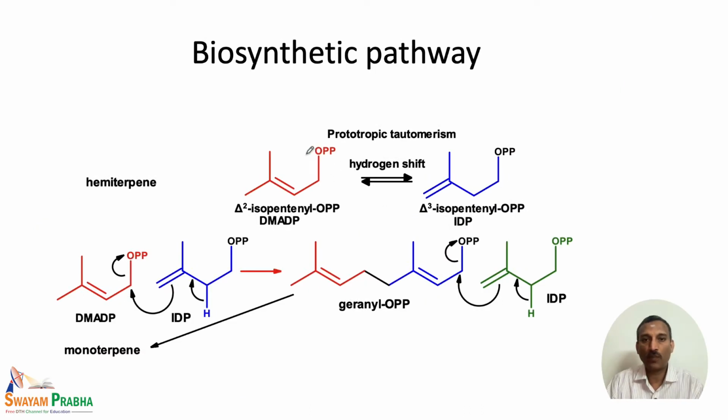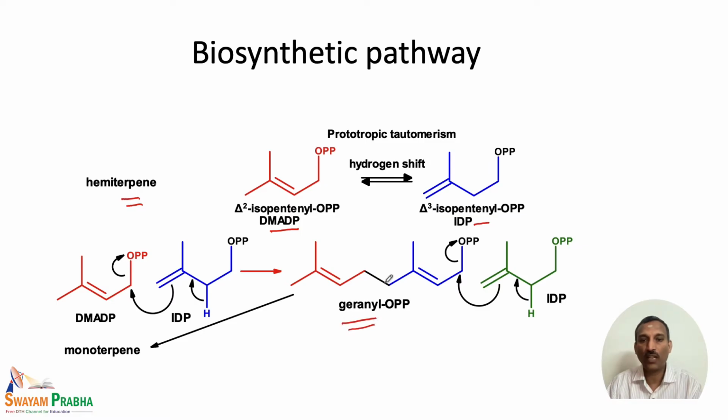Let us look at the biosynthetic pathway. We have seen that hemiterpenes are formed from DMAPP or IDP by a simple hydrogen shift, and these two units, DMAPP and IDP, the two basic simple monomer units, combine together to give geranyl OPP.